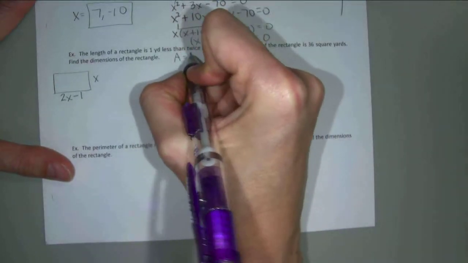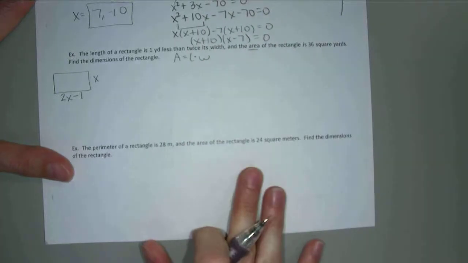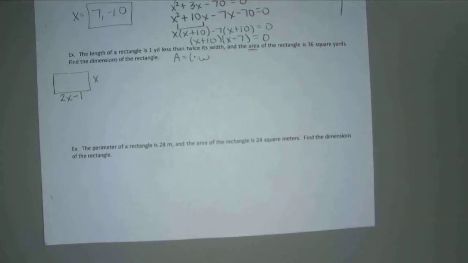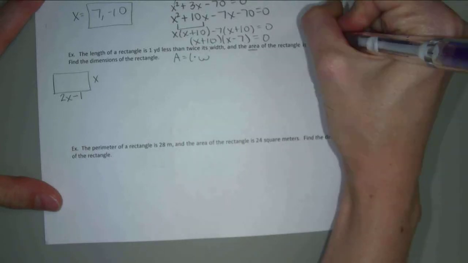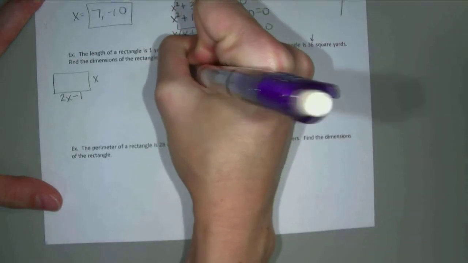So let's write that. A equals length times width. And believe it or not, we have something to plug in for A, we have something to plug in for L, and we have something to plug in for W. A stands for the area. What did they say the area was? 36, right? So we can put 36 over here equals the length.